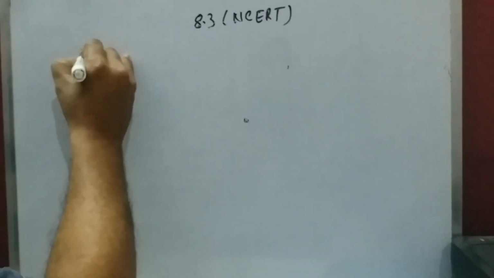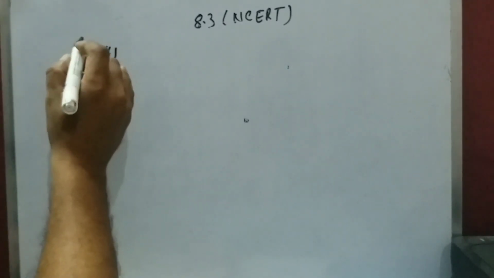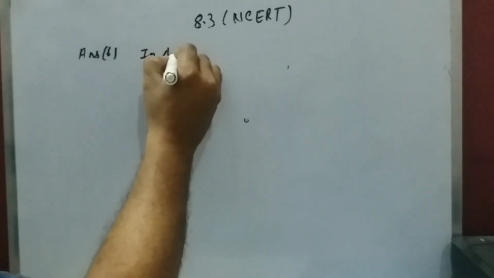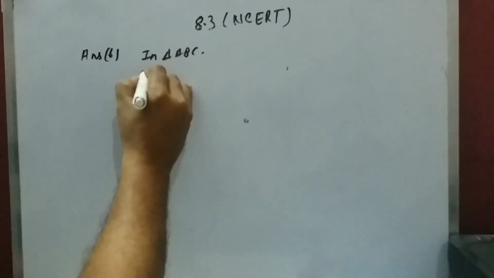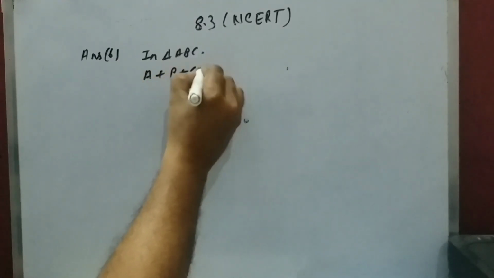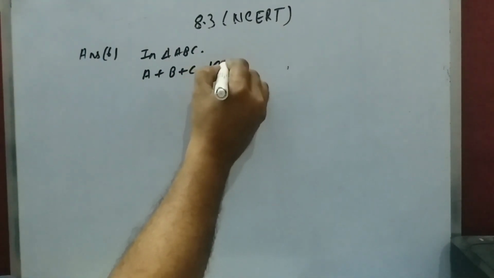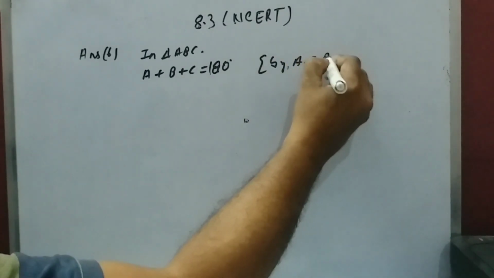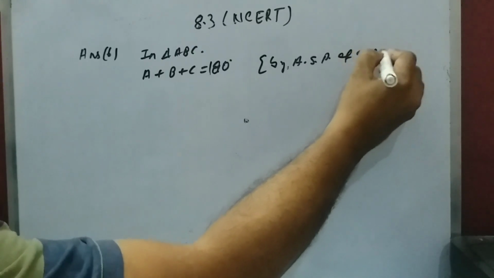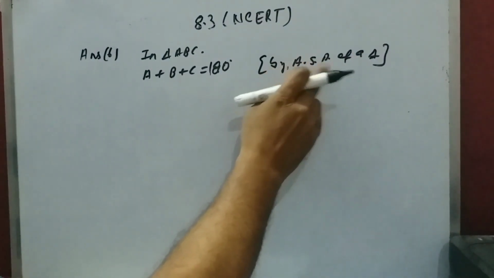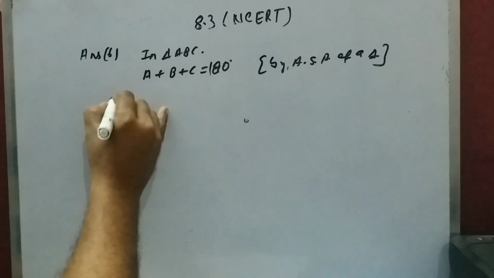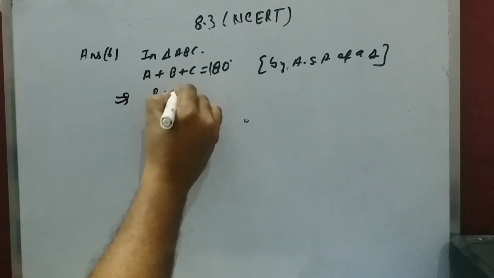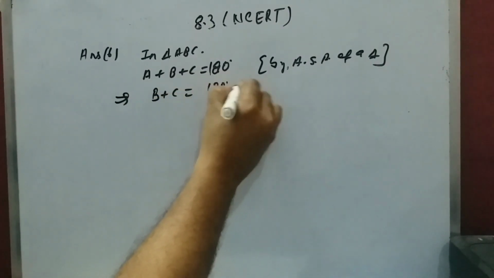In answer number 6, in triangle ABC, A plus B plus C is equal to 180 degree by ASP, the angle sum property of a triangle. Now keep angles B and C on the left hand side: B plus C is equal to 180 degree minus A.